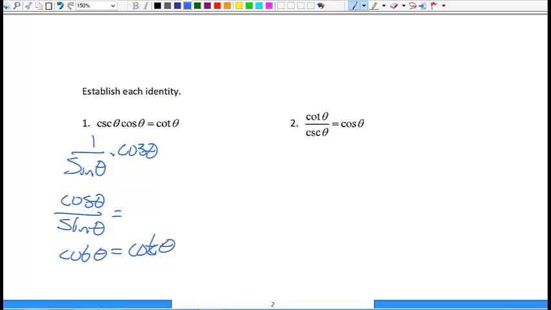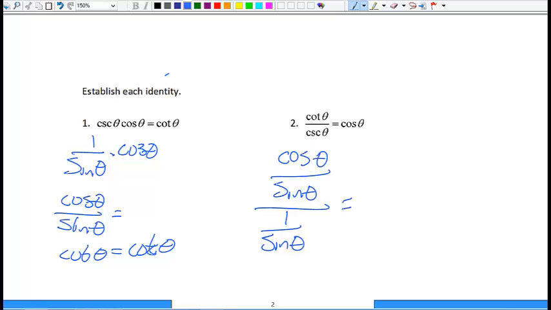Okay, number two, cotangent theta over cosecant theta. Can I get that to reduce down to cosine? Well, one approach would be to convert everything to sines and cosines and see what shakes out of that tree. So cotangent would be cosine theta over sine theta, and cosecant theta is 1 over sine theta. I notice that they both have the same denominator, and so it does in fact reduce down to cosine. So I get cosine equals cosine. So I was able to verify that.